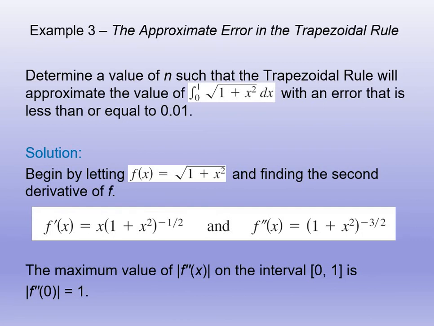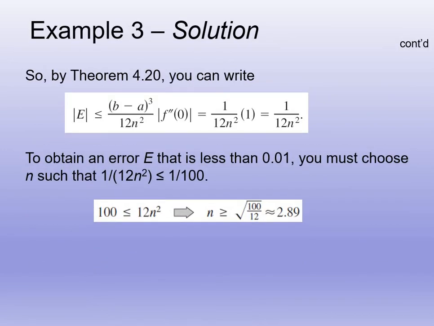So we can set f double prime of 0, so 1 plus x squared to the minus 3 halves. If we set that equal to 0 and solve, all right, it happens at 1. Okay, so using the theorem now, we have the other piece. We have to do b minus a quantity cubed divided by 12n squared. We're going to times it by f double prime of 0, which we already know is 1, all right? And we know b minus a, so that's 1 minus 0, so we get 1 on top, all right? So in general, our solution is going to be 1 over 12n squared, okay?